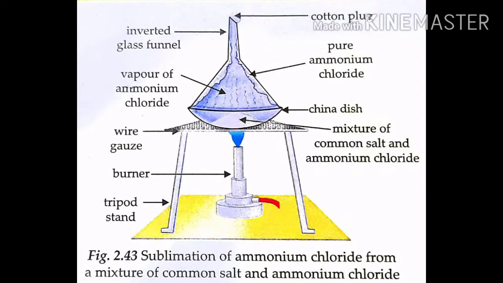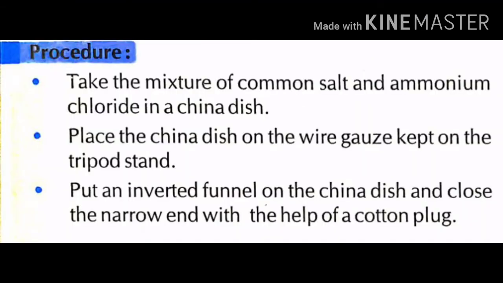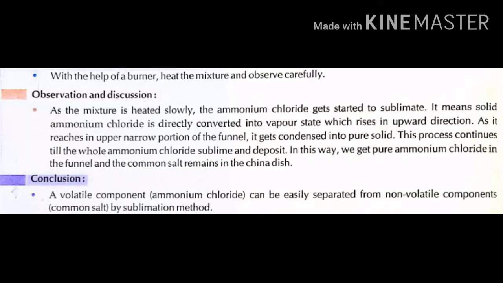Look at the picture. This shows the separation of ammonium chloride and salt by sublimation. Take the mixture of common salt and ammonium chloride in a china dish. Place the china dish on the wire gauze kept on the tripod stand. Put an inverted funnel on the china dish and close the narrow end with the help of a cotton plug. With the help of a burner, heat the mixture and observe carefully.